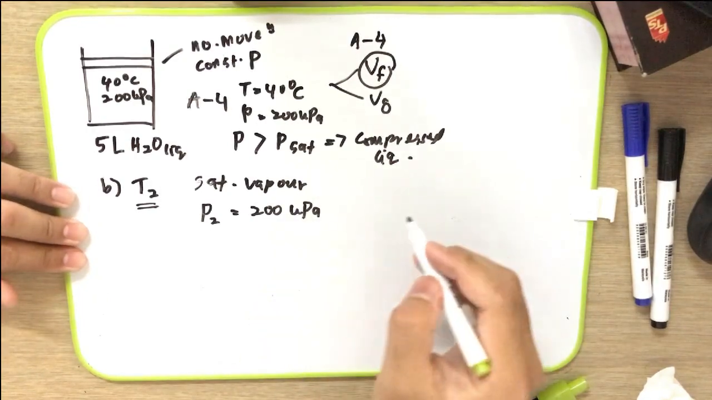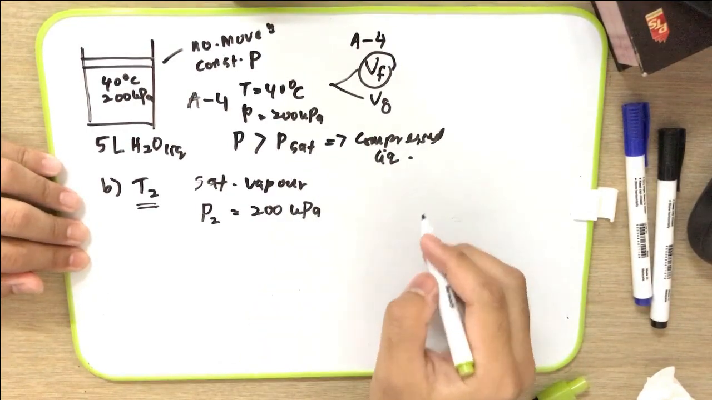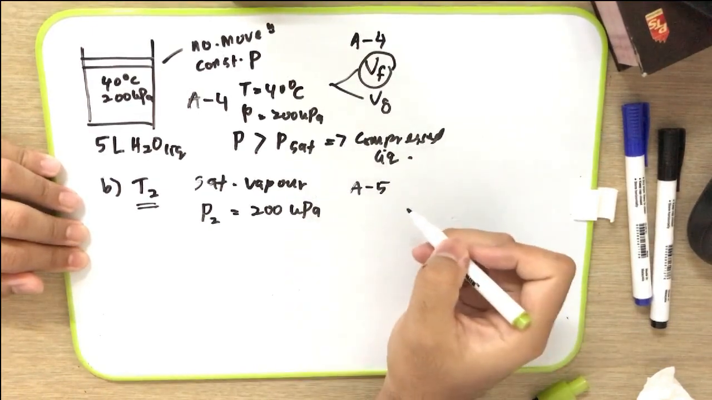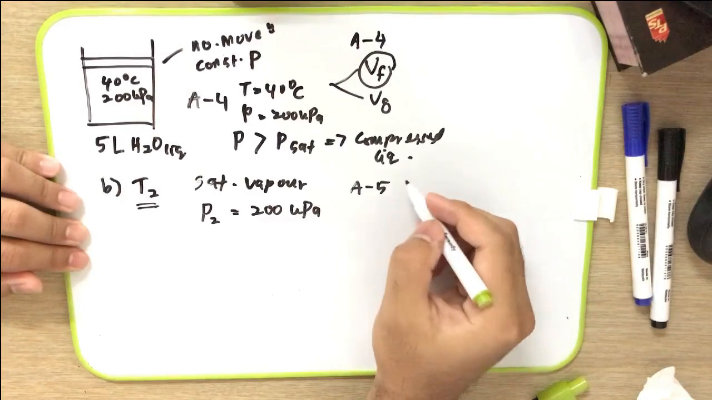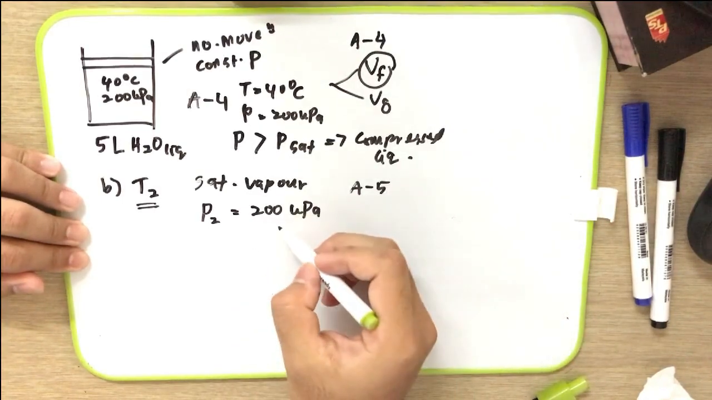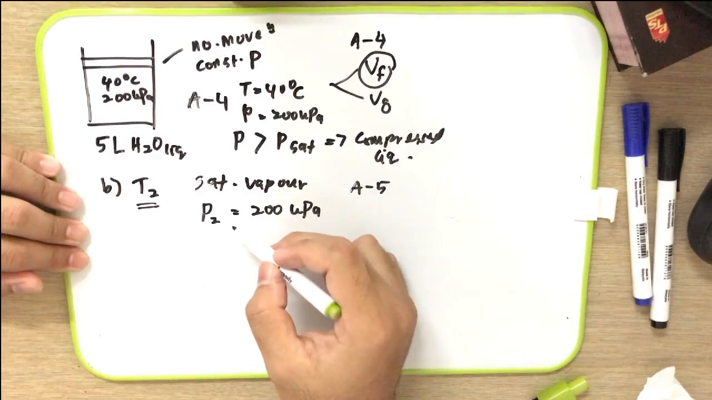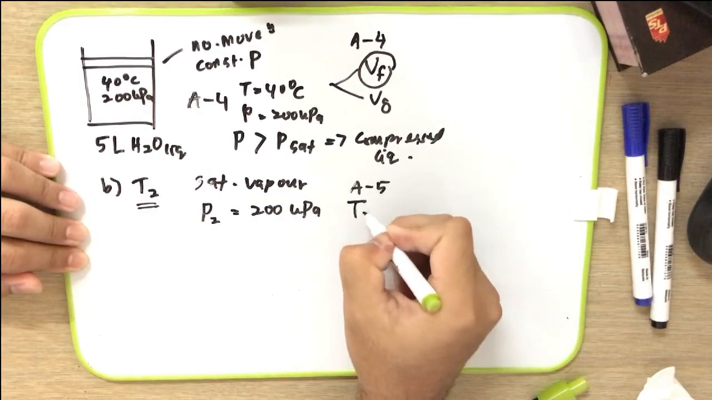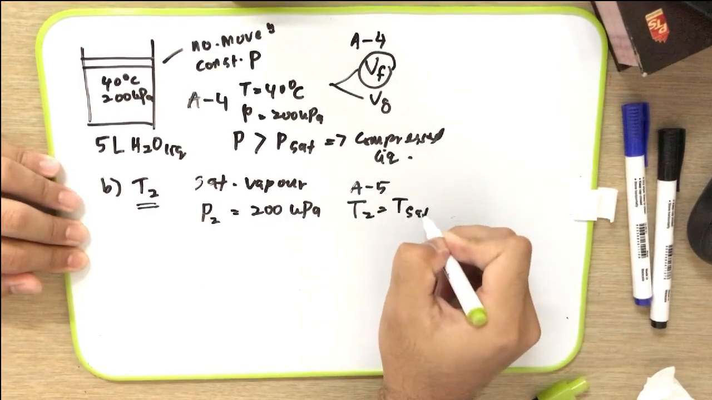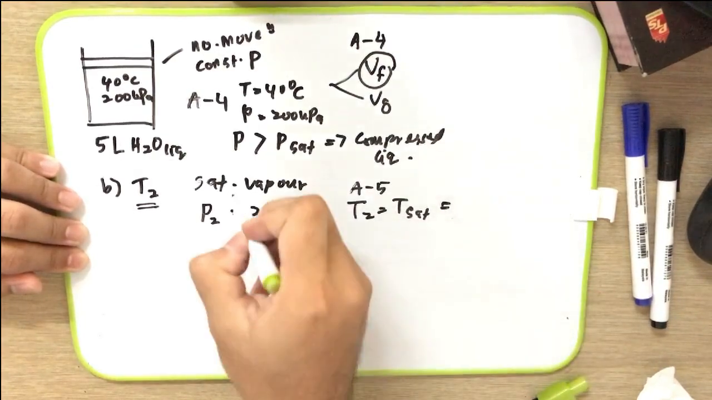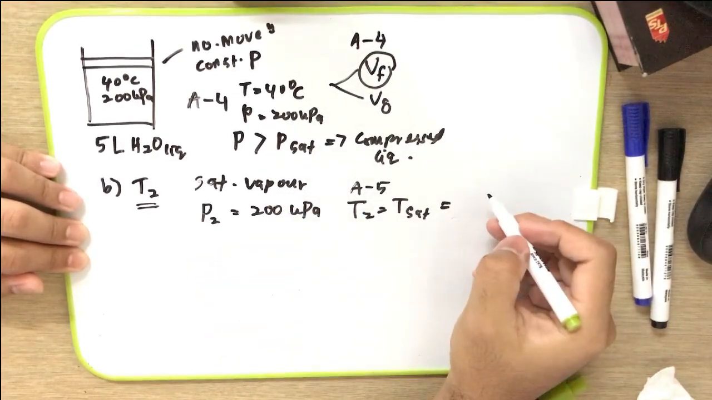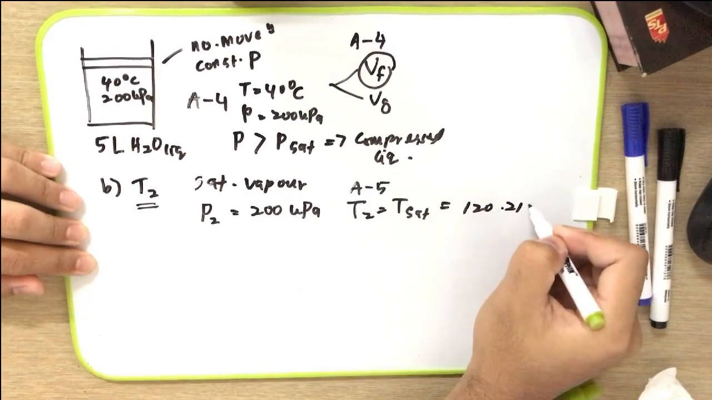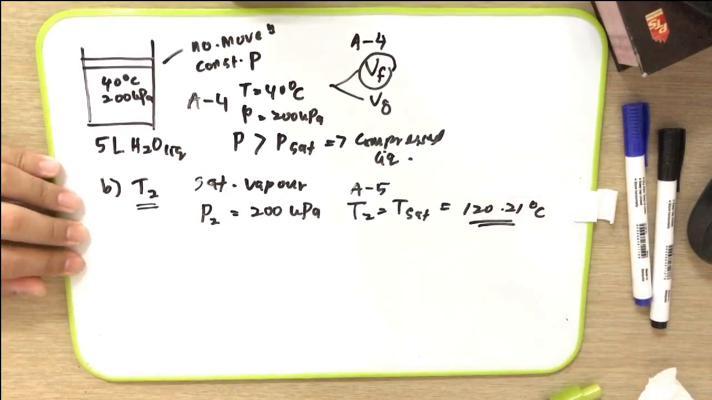So you just go through the table A5. It is saturated vapor, right? So just go through the saturated table, which is table A5, because we have pressure here. You check at pressure 200 kilopascal in table A5. You'll find T2 is equal to T saturated. We just take T saturated because it is saturated. The water is saturated, so you just take 120.21 degrees C. So this is T2.